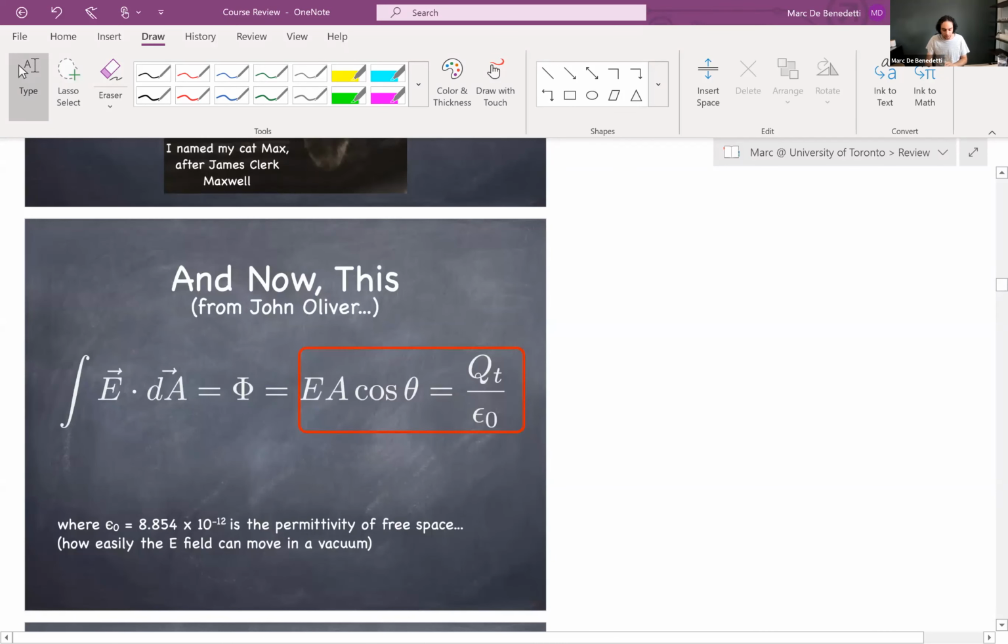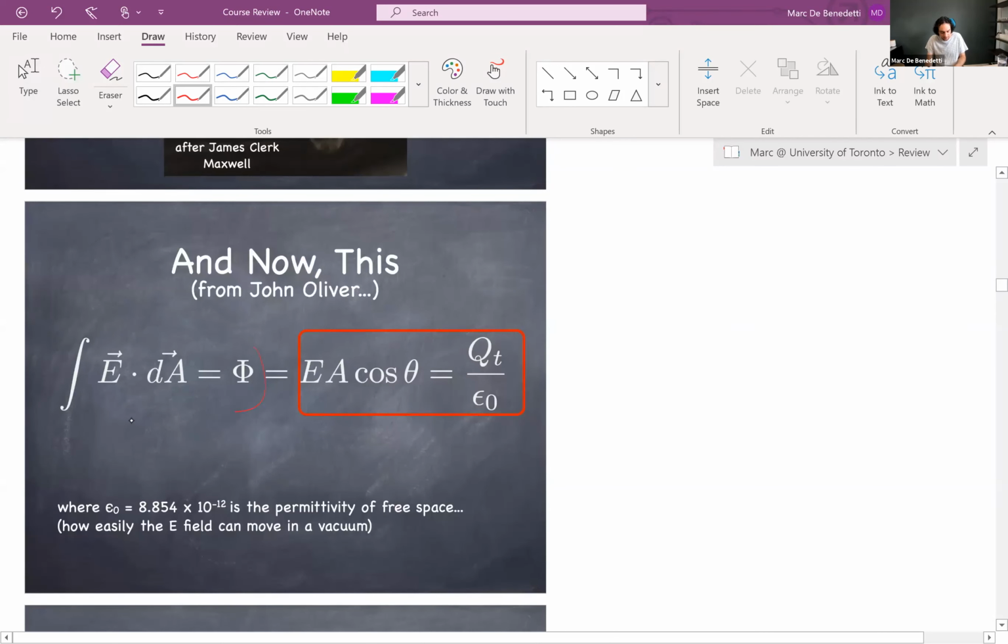We moved into talking about Gauss's law. We talked about the fact that, yes, this is vector calculus and it's complicated, and it's difficult to do in all of its glory.